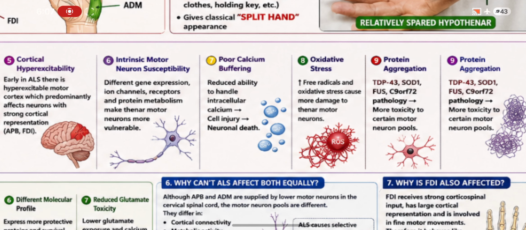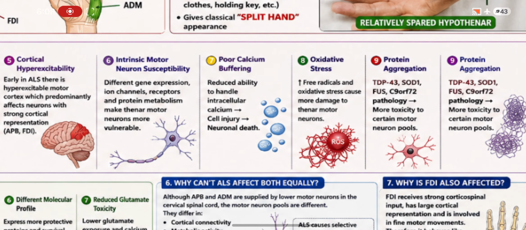Oxidative stress represents another major pathogenic mechanism. ALS is associated with excessive production of free radicals and reactive oxygen species, which damage proteins, lipids, mitochondria, and DNA. Because thenar motor neurons have greater metabolic activity, they experience higher oxidative stress and therefore undergo earlier degeneration compared with other motor neuron populations.